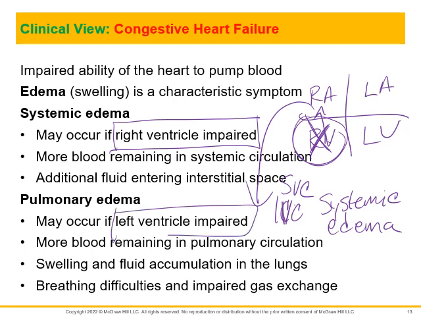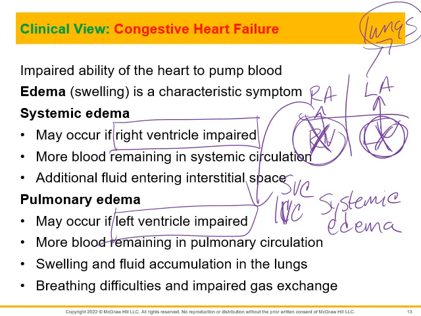If your left ventricle is impaired, here, where does it back up to? Left atrium. Where did the blood from the left atrium, how did it get there? It came from the lungs. So you're going to see lung edema if something's wrong with the left ventricle.